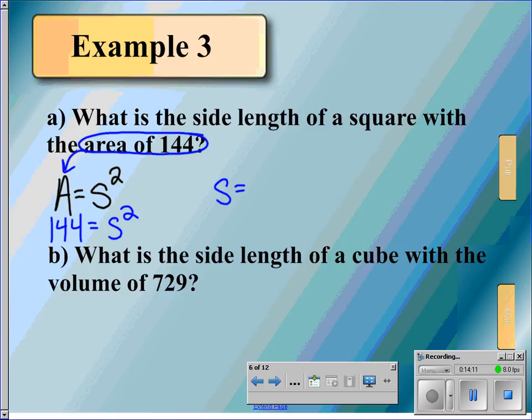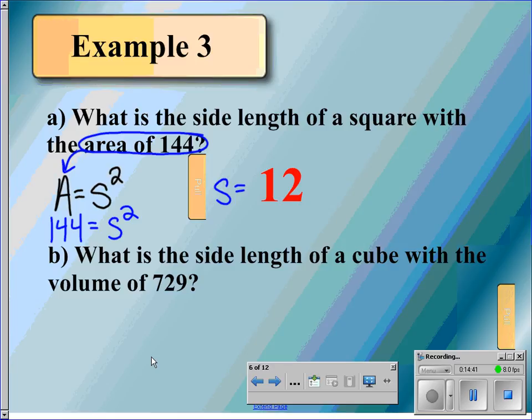That means S equals what? What do I square to get 144? The sides. 12. What squared is 144? 12. Does the question make a little bit more sense now? Yes.